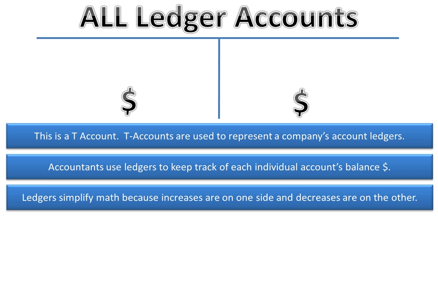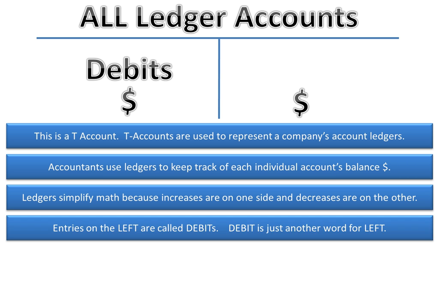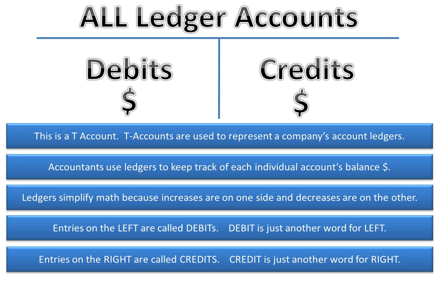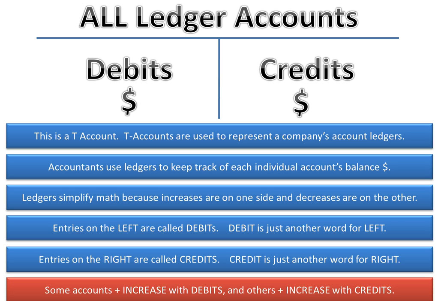Ledgers simplify math because increases to that account are kept on one side of the T account and decreases are kept on the other. That way you can add up all increases quickly and then deduct all the decreases quickly. Entries on the left of a T account are called debits. Debit is just another word for left. Entries on the right are called credits. Credit is just another word for right.